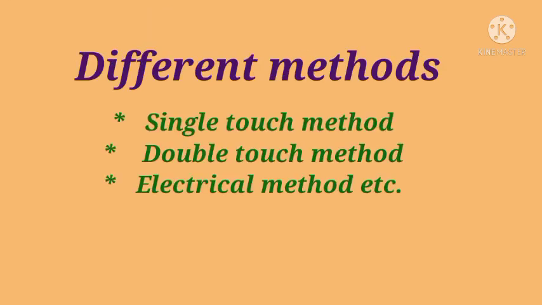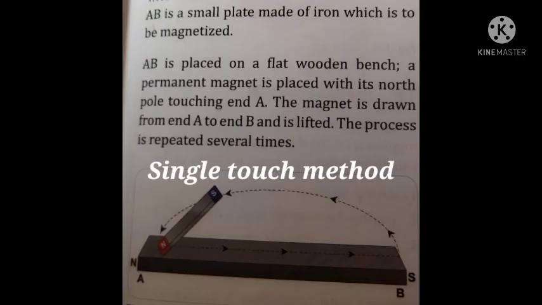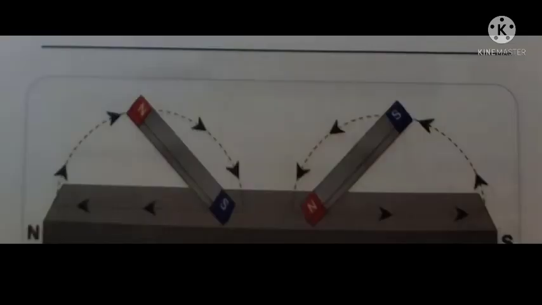Let's see a few methods. Single touch method. AB is a small plate made of iron which is to be magnetized. AB is placed on a flat wooden bench. A permanent magnet is placed with its north pole touching end A. The magnet is drawn from end A to end B and is lifted. The process is repeated several times. This is how the single touch method works.